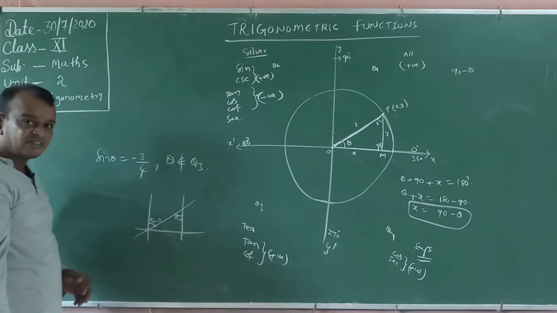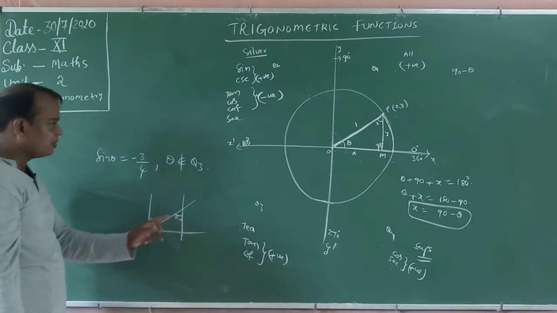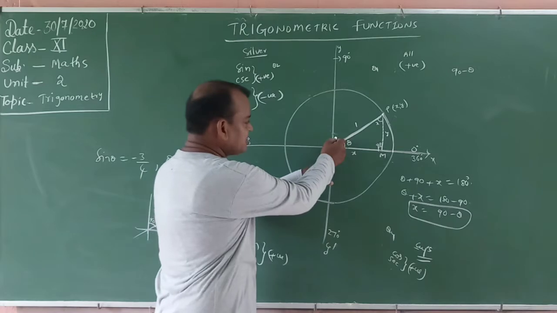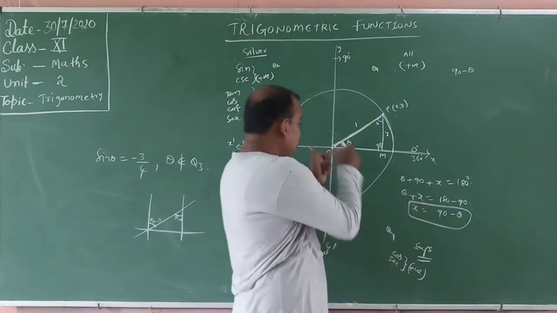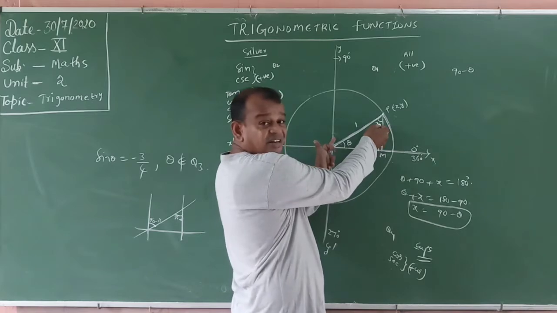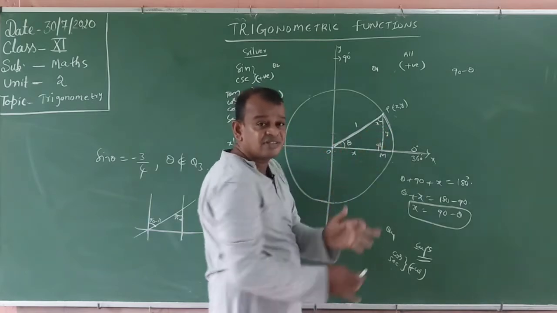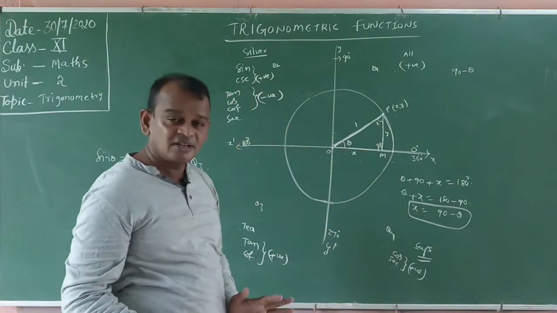You learned in class 9, this is a transversal line, so these angles must be equal. If this is theta, then this is 90 minus theta. This one is 90 minus theta, this one also 90 minus theta. Understood or not? Say yes or no. Yes.